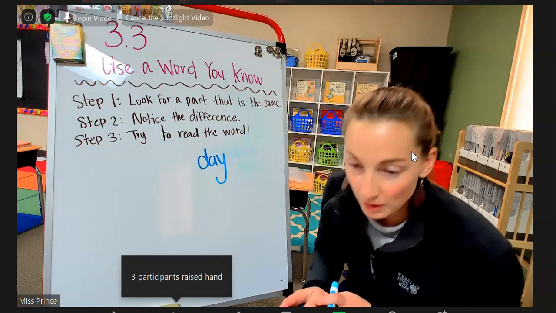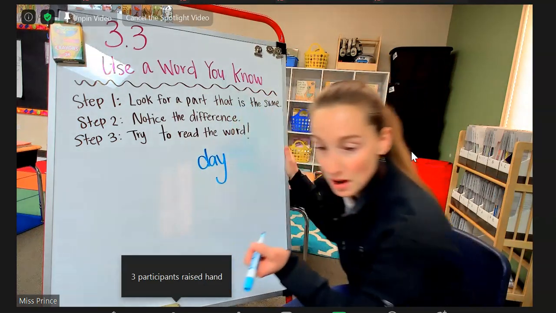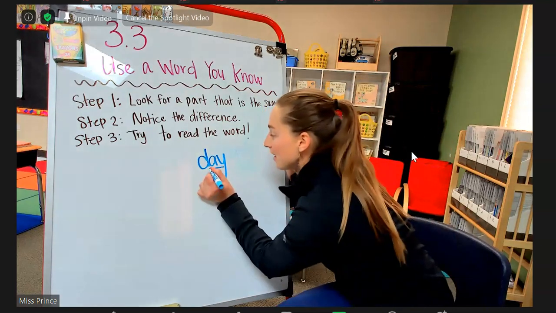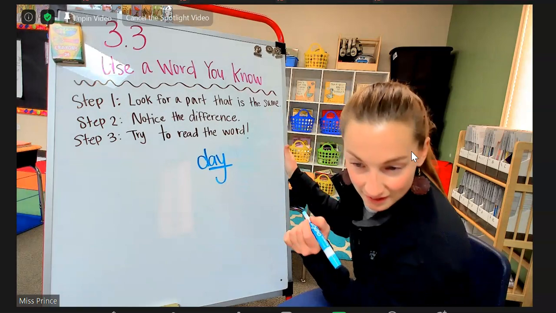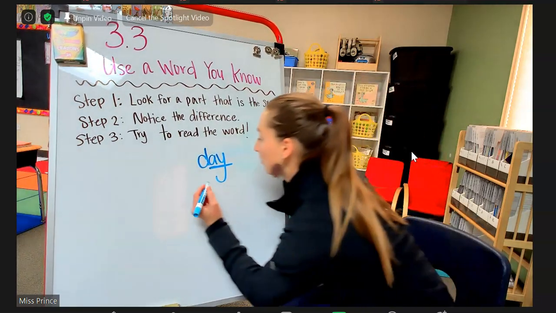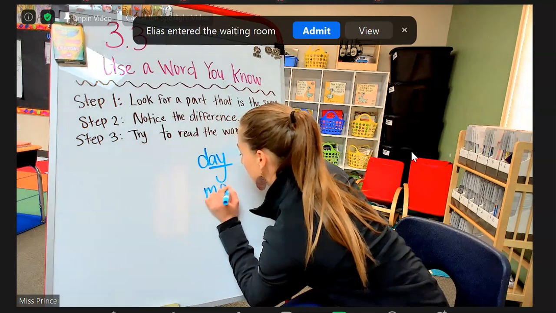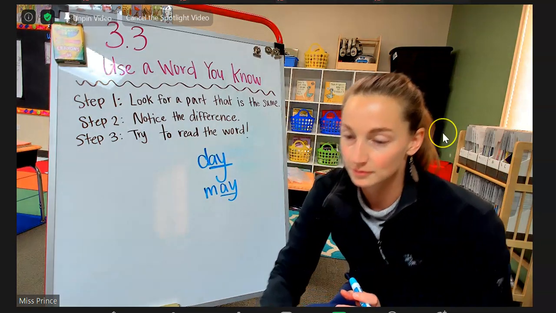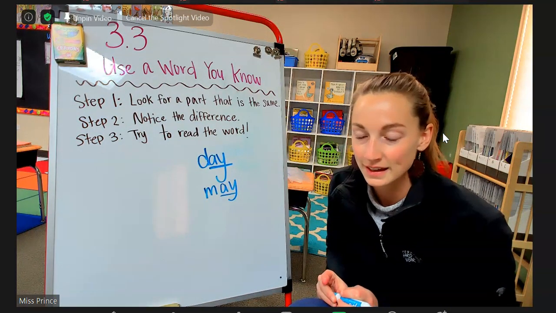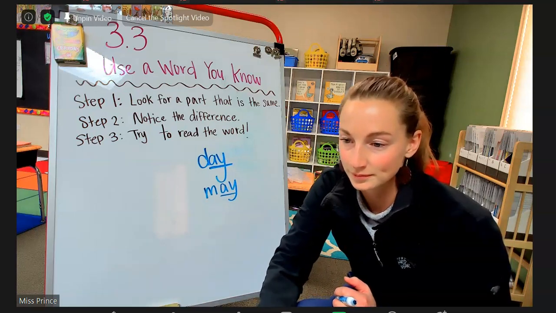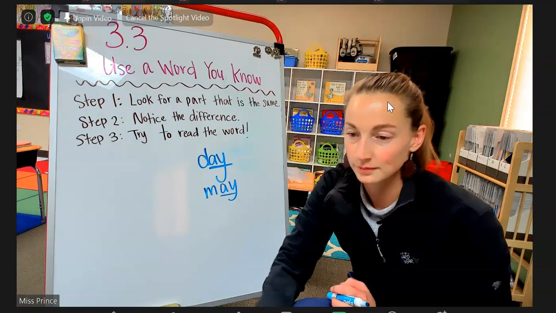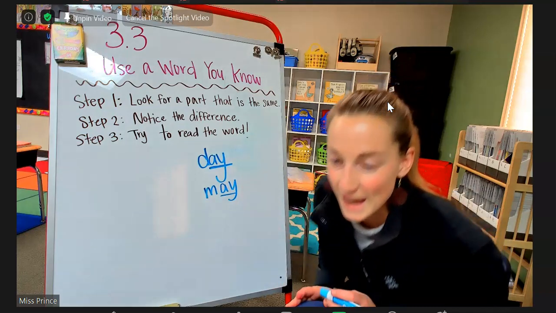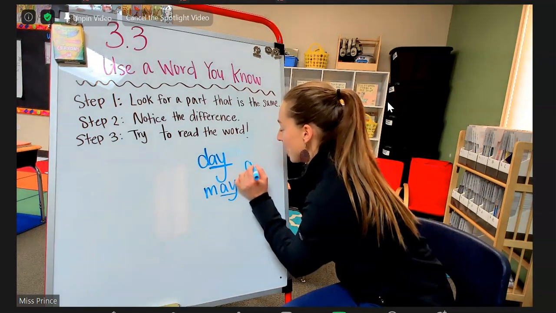So now I'm going to write another word. And if I'm not quite sure what it is, I'm going to pay attention to this part right here, the AY. And AY says A. So if I know day, I probably know this word. Who knows this word? Sophia. Sophia, can you tell me this word? May. They both say A.